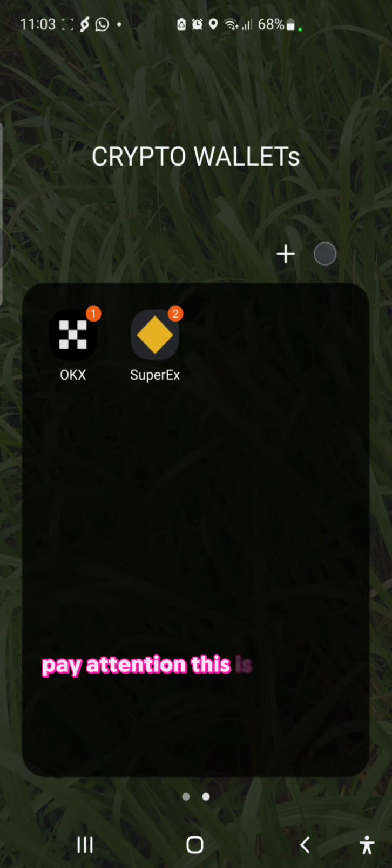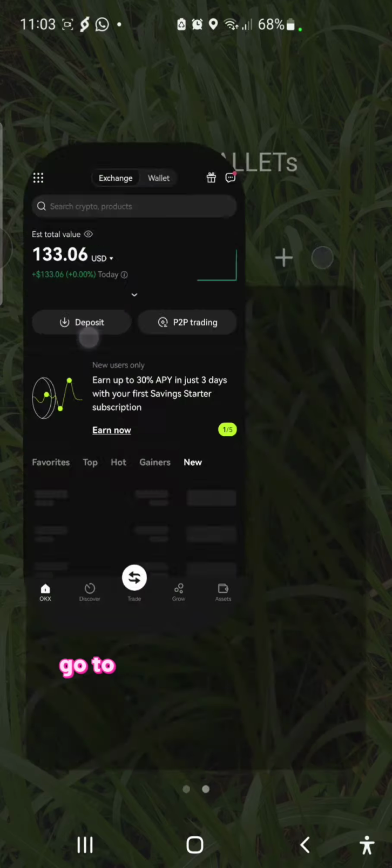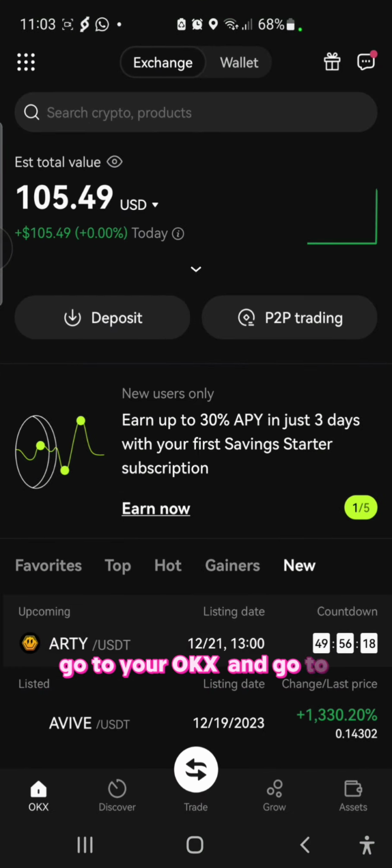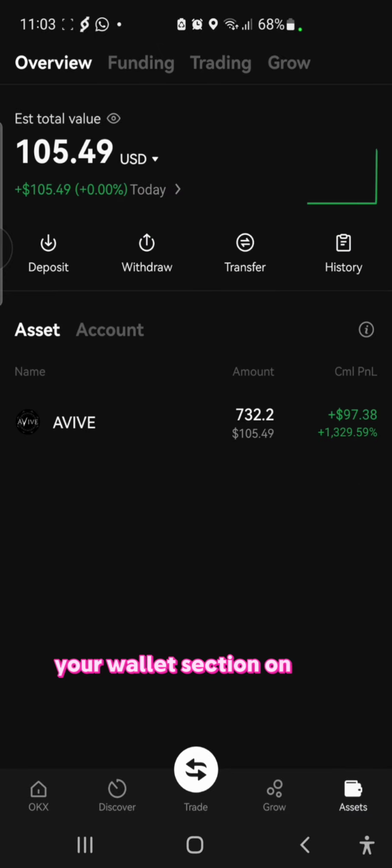Okay, so pay attention. This is how you trade your Avive. This is how you sell your Avive. Go to your OKX. The trading is already live. You can see it here. So go to your OKX and go to your wallet section. The wallet section, and tap here.